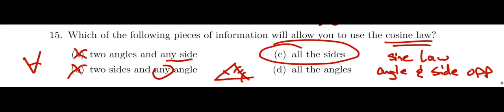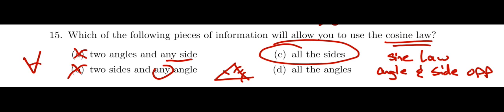Now, watch what happens with D. All of the angles. That actually doesn't work as a cosine law. Having all the angles doesn't give me that angle side pair that I need for the sine law. So you might think, okay, well, if that doesn't work, then maybe that is the cosine law.